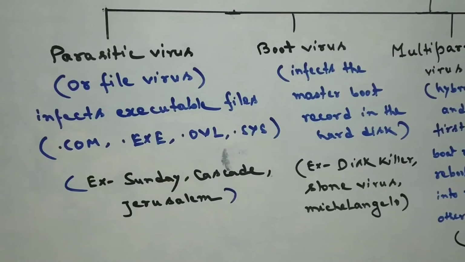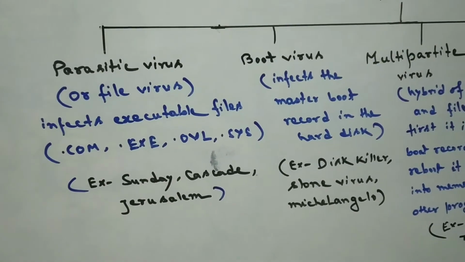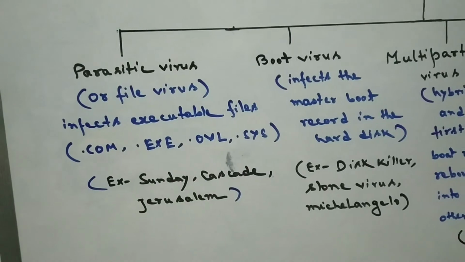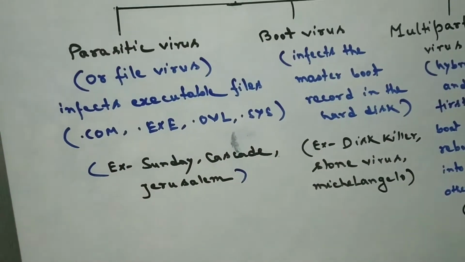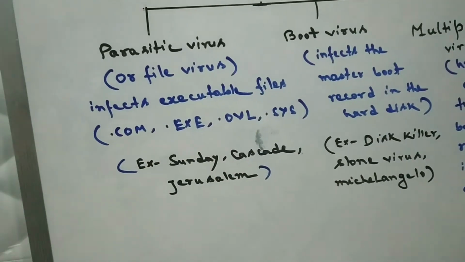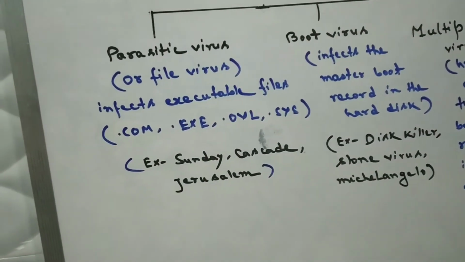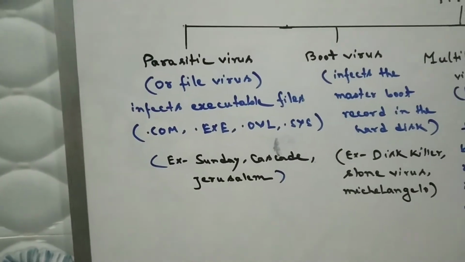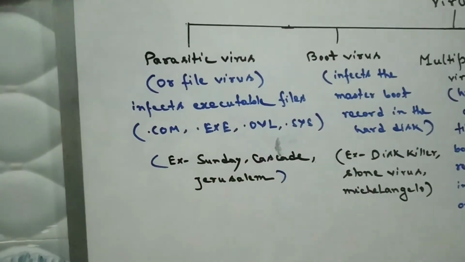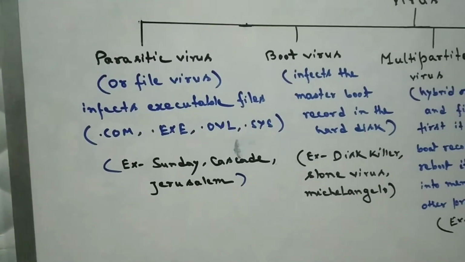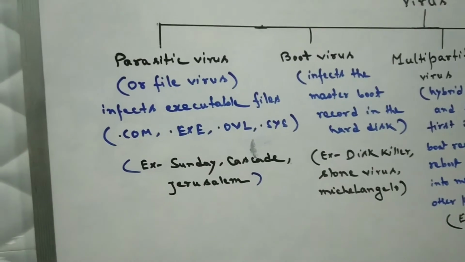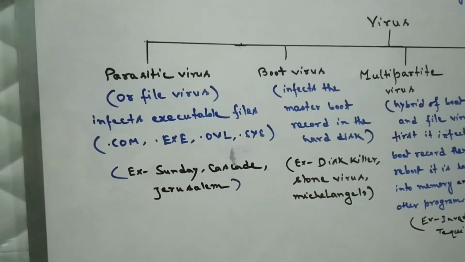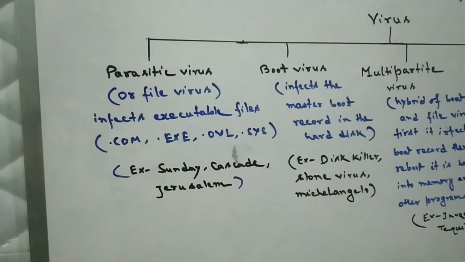But in case of .doc, you can say it is a document file. So the suffix after the dot denotes the extension of that file, that is, what kind of file it is. Either it is an executable file, or a document file, or an image file. So extension shows the category of the file. So .com, .exe, .obl, .sys are executable files, and a parasitic virus infects this kind of executable file. Examples of parasitic virus are Sunday, Cascade, Jerusalem.